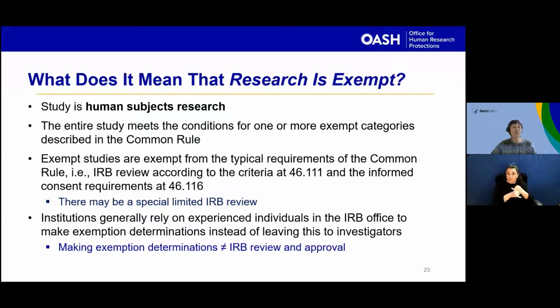Institutions, remember I said that institutions are the ones that receive the funding, not the individual investigators, right? Institutions are held responsible. So institutions generally rely on experienced individuals in their IRB office or their HRPP, Human Research Protection Program, whatever it's called, to make exemption determinations instead of leaving that task to the individual investigators. Making exemption determinations is not the same as going through the formal regulatory process of IRB review and approval. They're different.